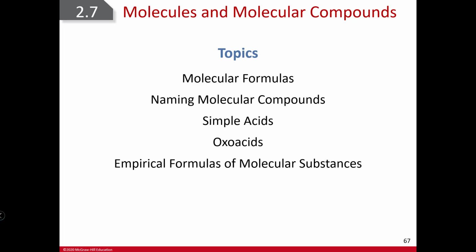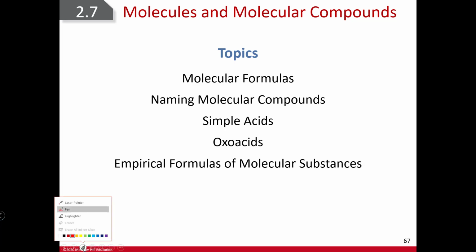Okay, we're starting section 2.7, and in 2.7 we're changing gears here. Everything we've done up to this point has been ionic compounds, and with ionic compounds, what drives the naming as well as the writing of the chemical formula is the charges on the ions. And so that's why it's so important that you memorize the charges of the ions and the polyatomic ions so that you can put them together to come up with the correct name.